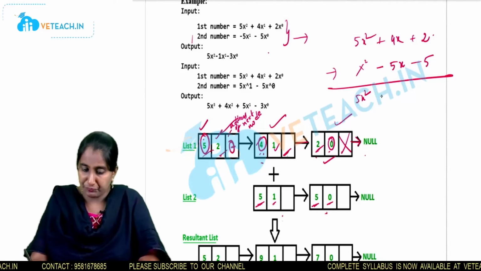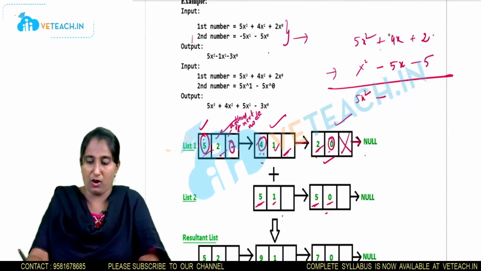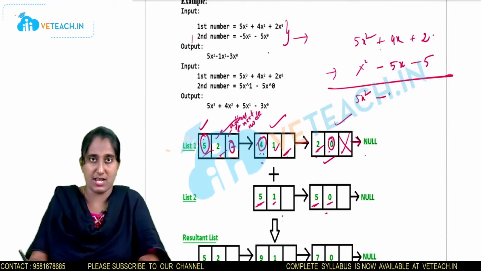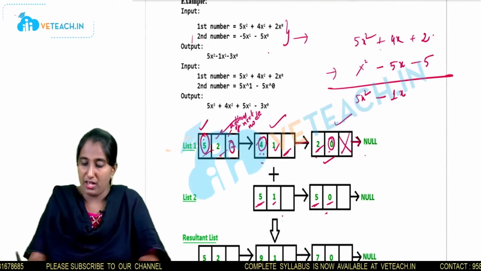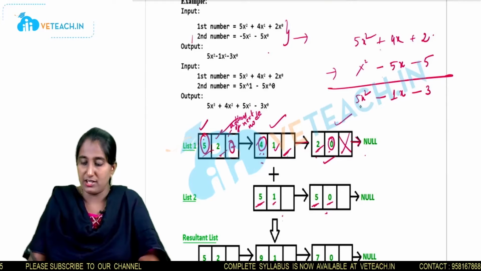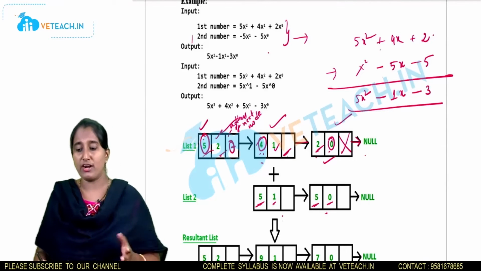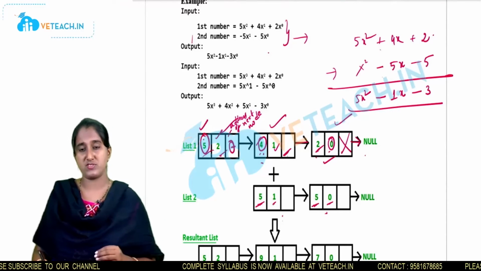And similarly here, plus and minus, the same normal addition carries here. Here minus 1x and here minus 3. So this is the result. So what we are doing here, have you observed?